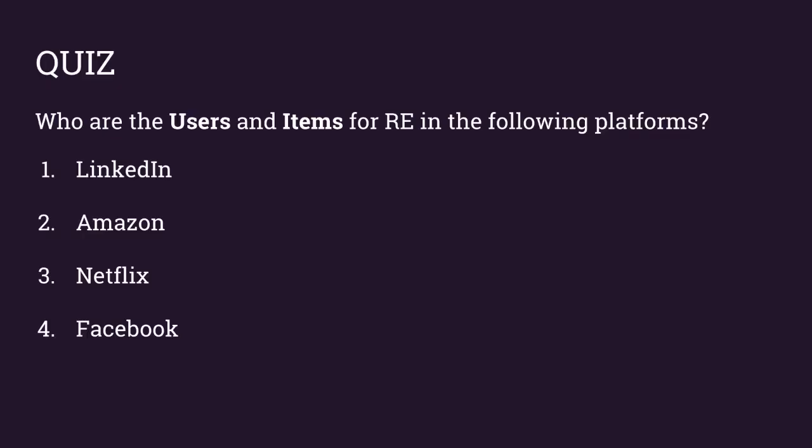Let me give you an example. For LinkedIn, users are the members of that platform, and items are also the members, right? Because they need to match people who you might know or who you might be working with. So users are members and items are members as well. For Amazon, what do you think it might be? Who are the users and what are the items?